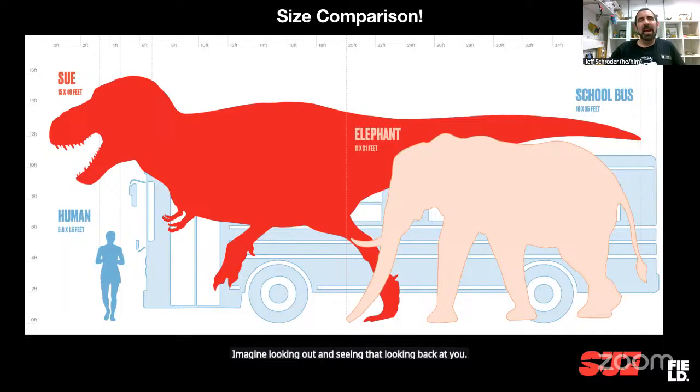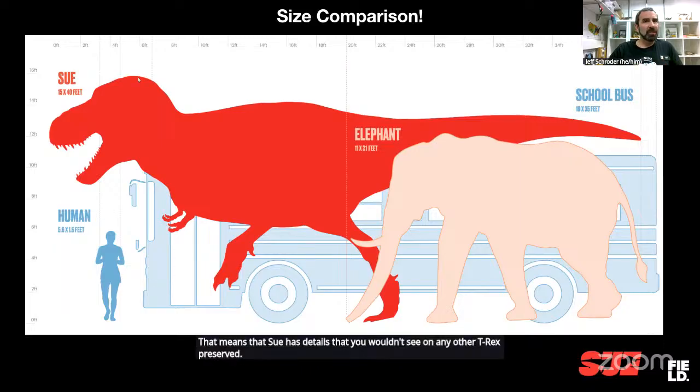And Sue would weigh about 9 tons. That's almost as much as 2 elephants. And see the elephant here for comparison. So this is a big creature. But Sue's also the best for a few other reasons. Sue is the best preserved and most complete adult T-Rex ever discovered. That means that Sue has details that you wouldn't see on any other T-Rex preserved through the fossils.